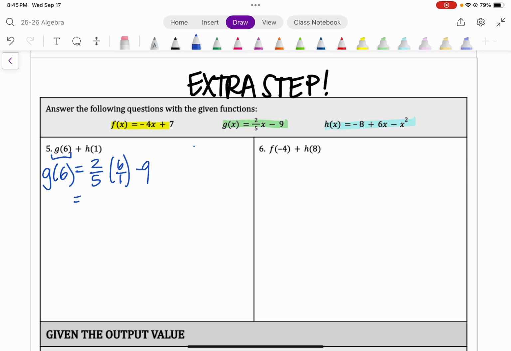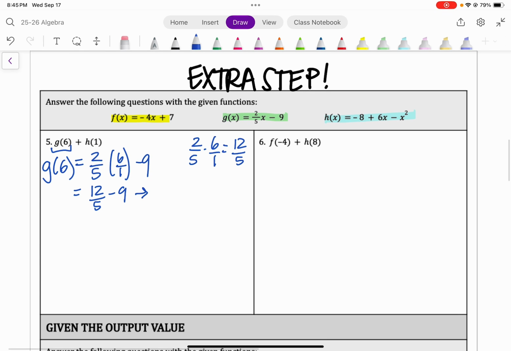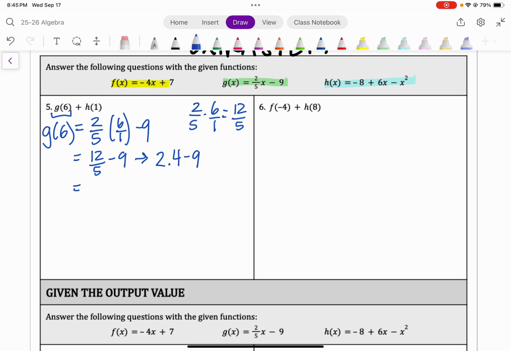Now I know what you're thinking. 2/5 times 6 over 1 is going to give me a fraction of 12/5. So 12/5 minus 9. And 12/5, this is one of those times where I would be okay with you using a decimal. 12/5 is 2 2/5, so that's 2.4 minus 9. So that is 2.4 minus 9. That's negative 6.6.